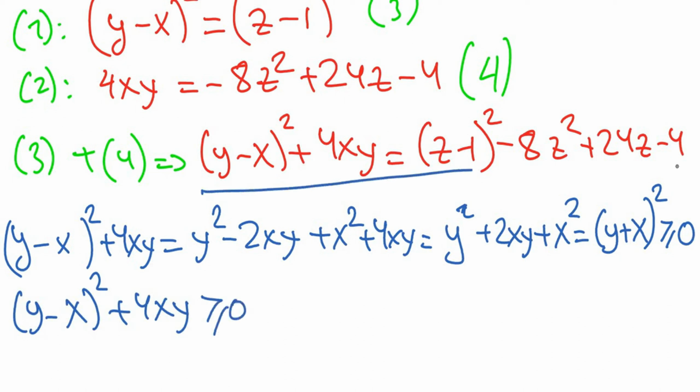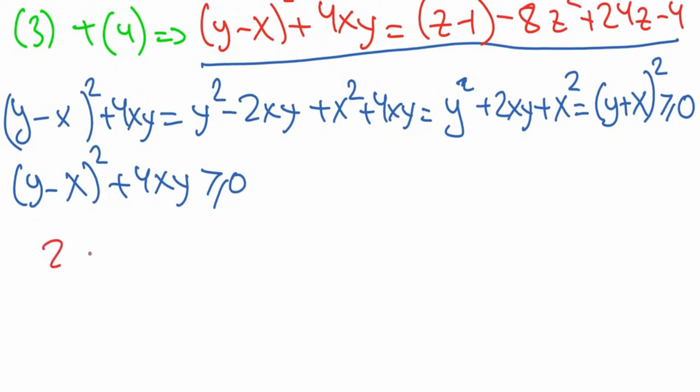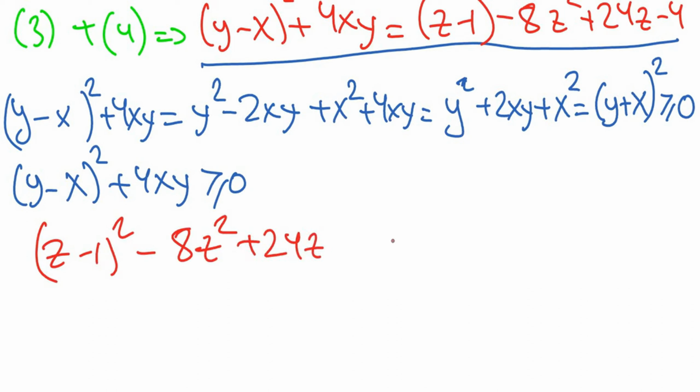Which means that in this equation, if the left hand side is always greater or equal than 0, then the right hand side also must be greater or equal than 0. So therefore, let me write here: the right hand side, z minus 1 to the power of 2 minus 8z squared plus 24z minus 4, must be greater or equal than 0.